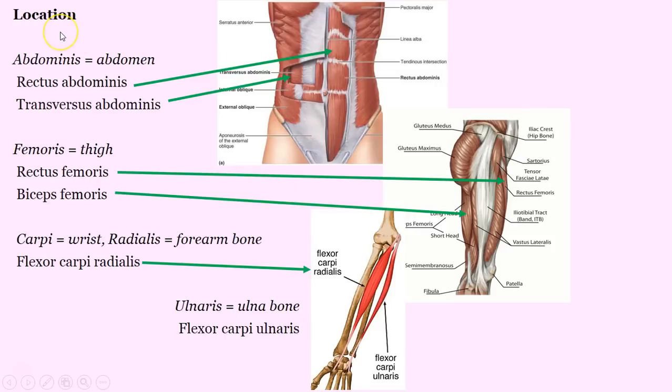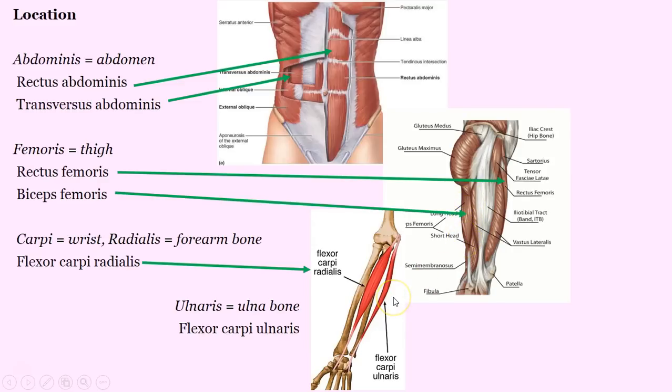Location is often used for describing a muscle, and let's look at rectus abdominis. Well, in this case, rectus means straight, and abdominis, we think of abdomen. And there's also the transversus abdominis. Here, there's 3 layers really of abdominal muscles. Rectus femoris, we think of femur or femoris as thigh, so we have those straight or rectus femoris, and the biceps femoris on the back of the leg. 2 heads, of course.